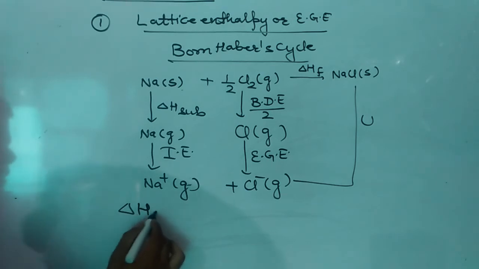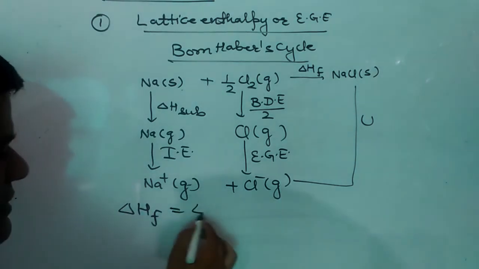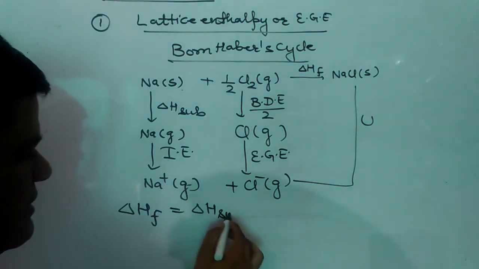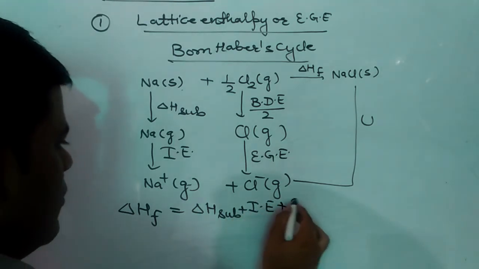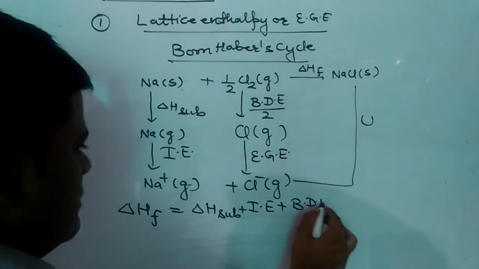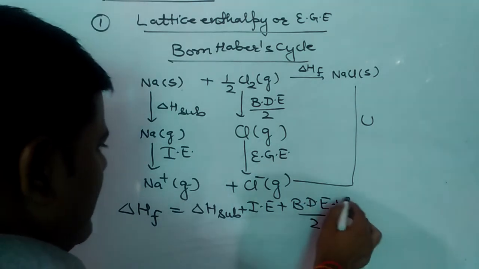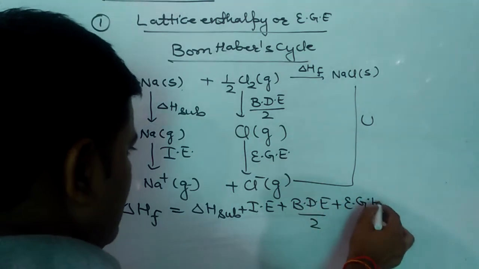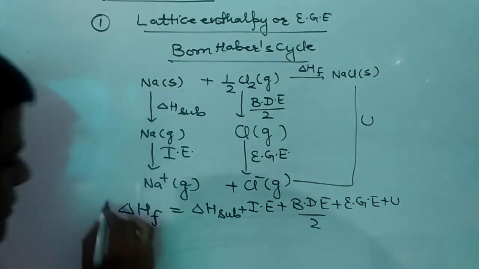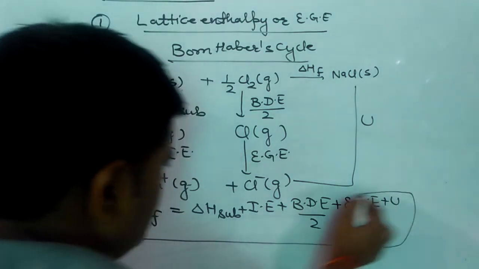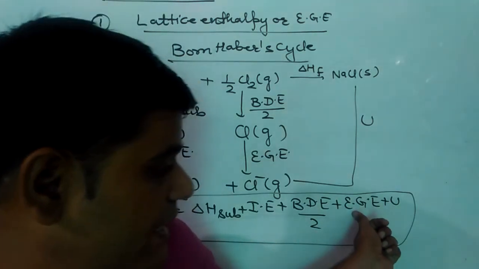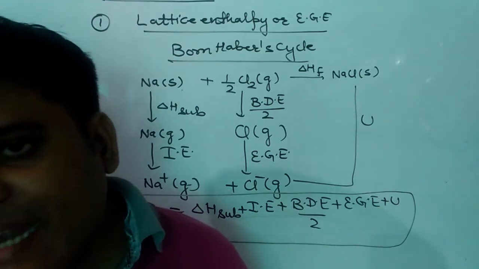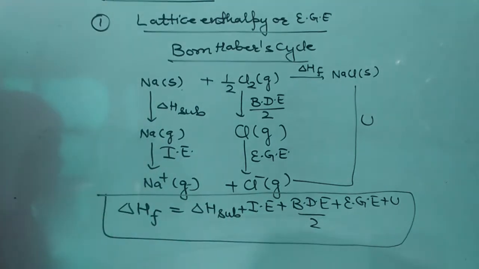So the formula applied will be: enthalpy of formation is equal to enthalpy of sublimation plus ionization enthalpy plus bond dissociation enthalpy by 2 plus electron gain enthalpy plus lattice enthalpy. And numericals might be there on this. 5 variables will be given and 1 is to be calculated. Keep it in mind, electron gain enthalpy and lattice enthalpy should generally be negative.